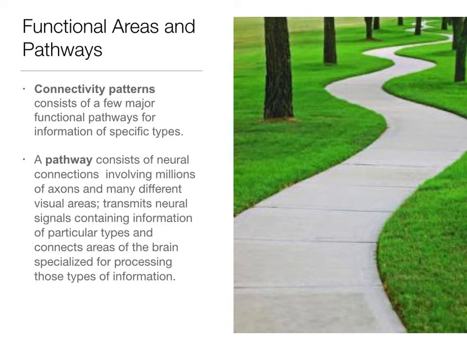Connectivity patterns are these major functional pathways for specific types of information. A pathway specifically is what it sounds like. It's a pathway of neural connections, though, instead of a sidewalk, involving lots of axons and different areas that transmit this information. Different kinds of information go down different pathways, okay? And that means they go to different areas of the brain that are specialized for processing those kinds of information.